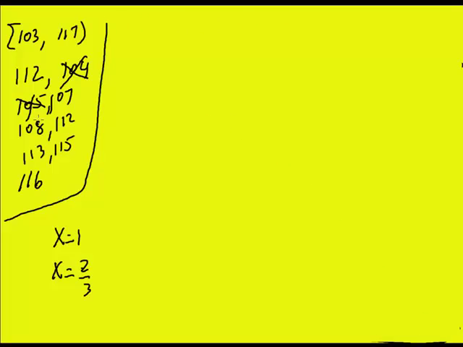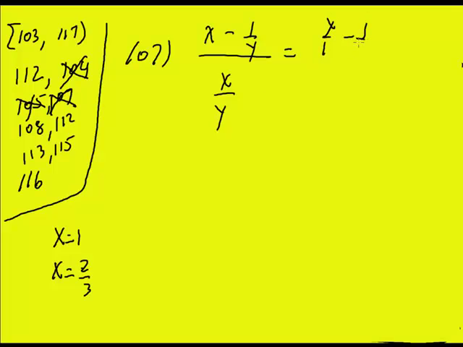Alright, next one. 107. X minus 1 over y, all that over x over y. All I'm doing is simplifying. This is really x over 1 minus 1 over y, all that over x over y.